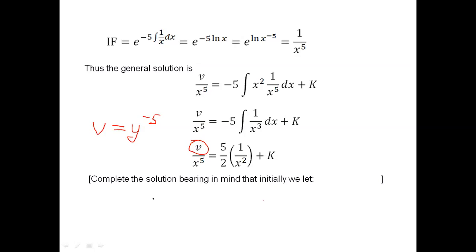Okay, so here we are saying complete the solution, bearing in mind that initially we had let v be equal to y raised to the power negative 5. So where there is v, we simply put that value.